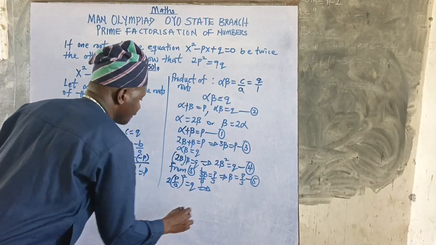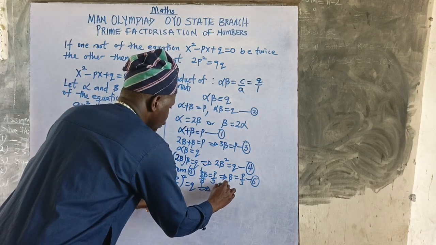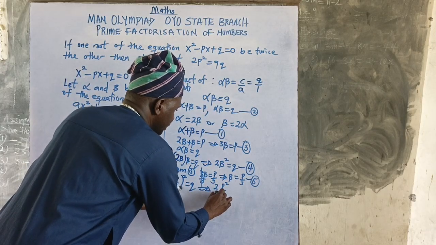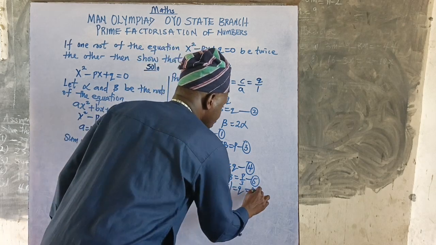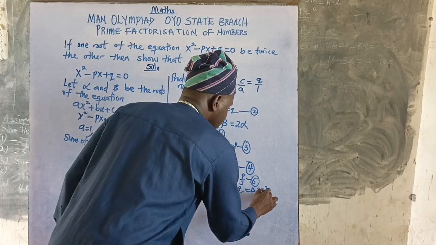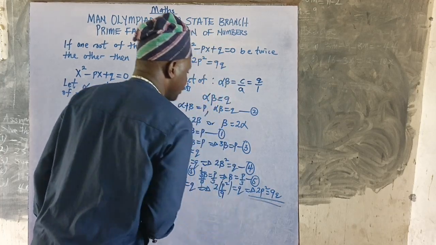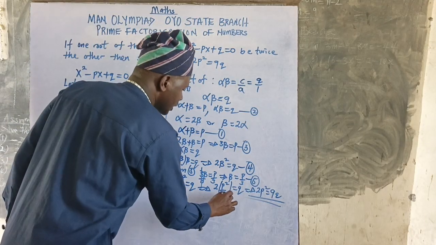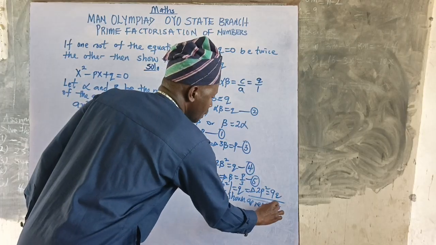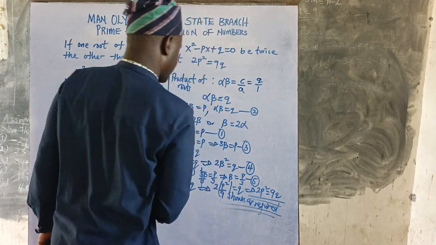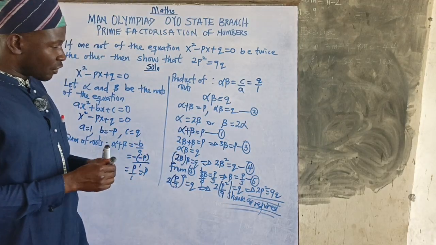When you simplify further, you are going to have 2 p squared over 9, since p by p is p squared and 3 squared is 9, equals q. When you cross multiply here, it implies that 2p squared equals 9q. So this is what we are required to prove, and it has been shown as required. This is the solution, or the answer, to the question we are given to solve.